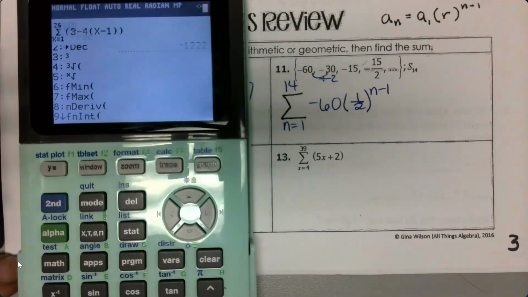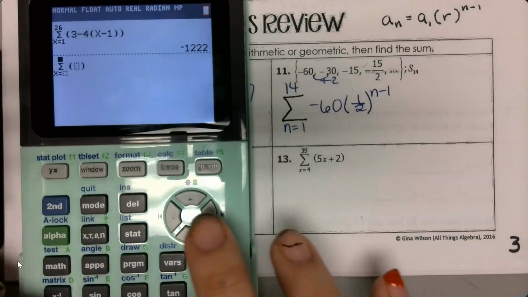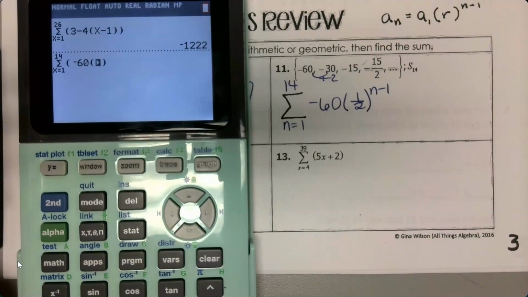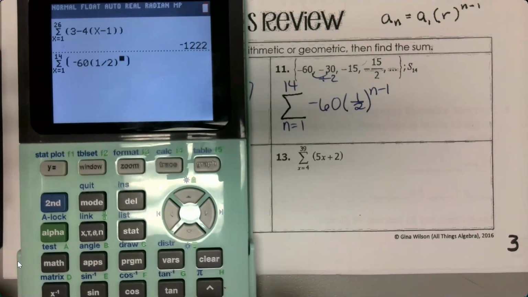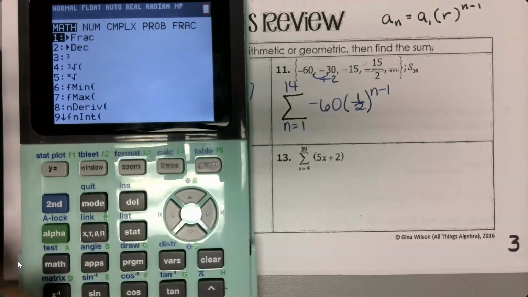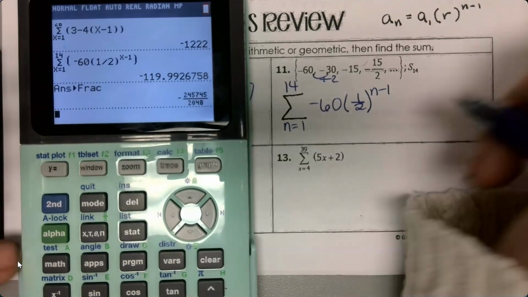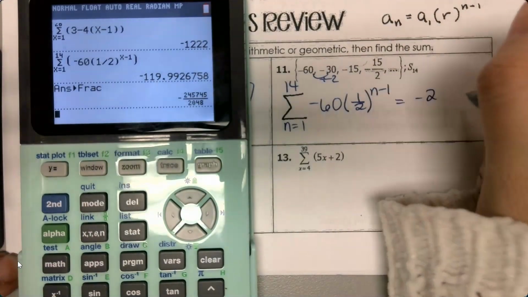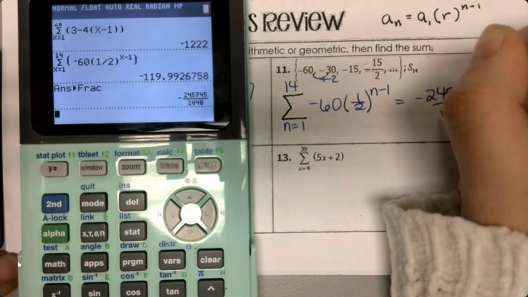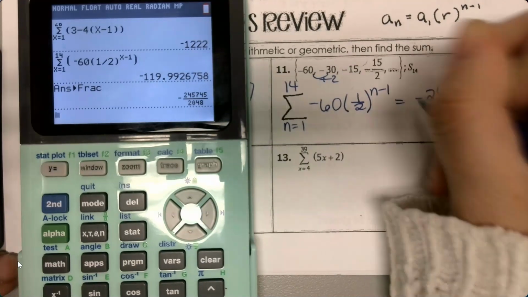I go math, choice 0. I'm going to do x, 1. This time I'm going to 14 terms. I have negative 60 times 1/2 to the x minus 1 exponent. Does this one turn into a nice fraction? It turns into a fraction. So I have negative 245,745 over 2,048.